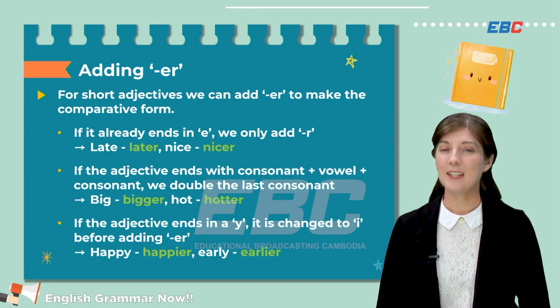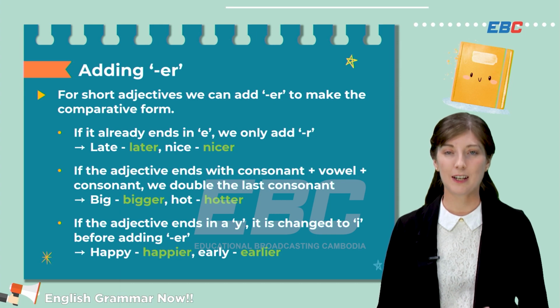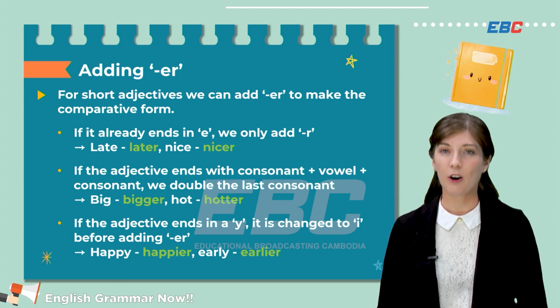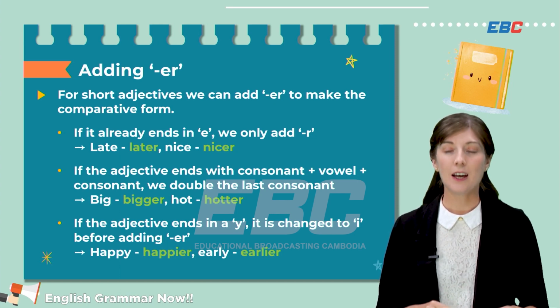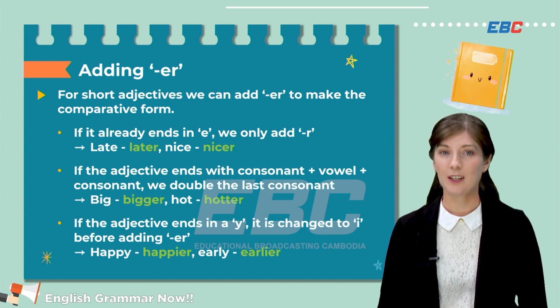So let's look in detail at the short kind of adjectives, the ones where we can add ER at the end. For short adjectives, if it ends with an E, we only add the letter R. We don't add another E into it. So be careful when you're spelling them. Late will be written as later. Nice will be written as nicer.